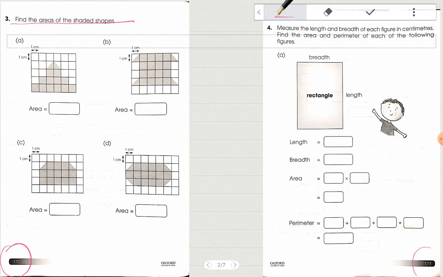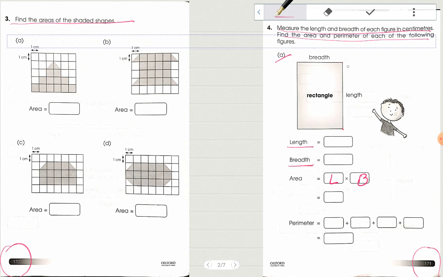Now look at page number 171. Measure the length and breadth of each figure in centimeters. Find the area and perimeter of each of the following figures. They have given you a rectangle in A part. As you already know the formula of area, that is length multiplied by breadth. You can find out length and breadth by using a scale.